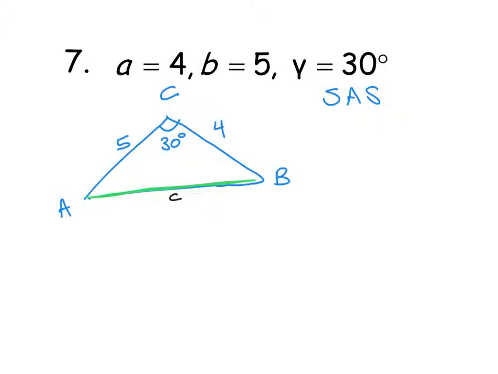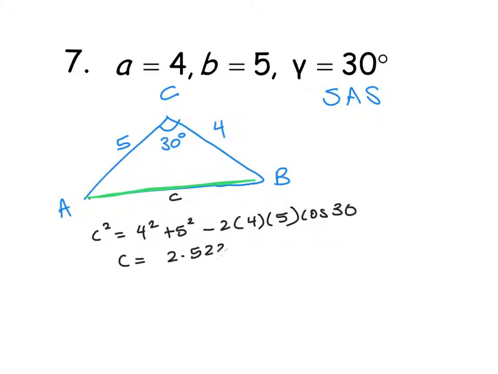So since this is SAS, I'm going to use law of cosine to find the opposite side. So let's say that this is C, so C squared is equal to 4 squared plus 5 squared minus 2 times 4 times 5 cosine angle 30. So C is going to be 2.522.